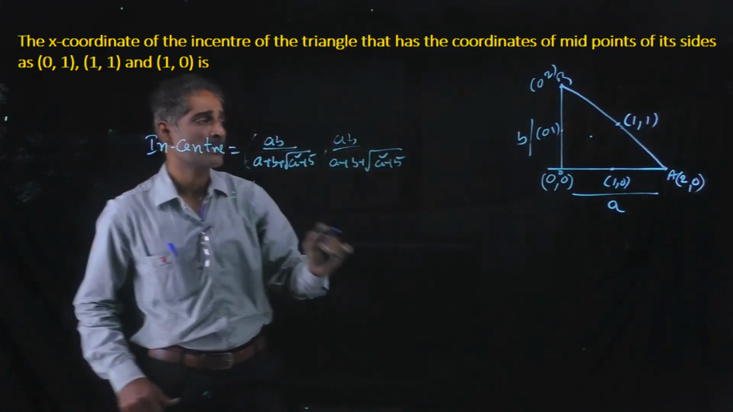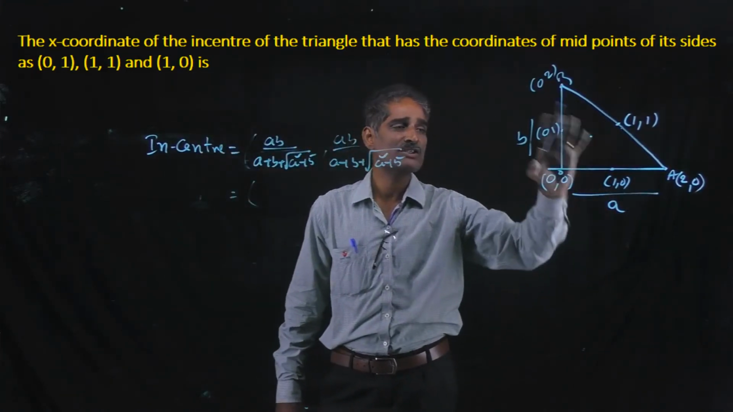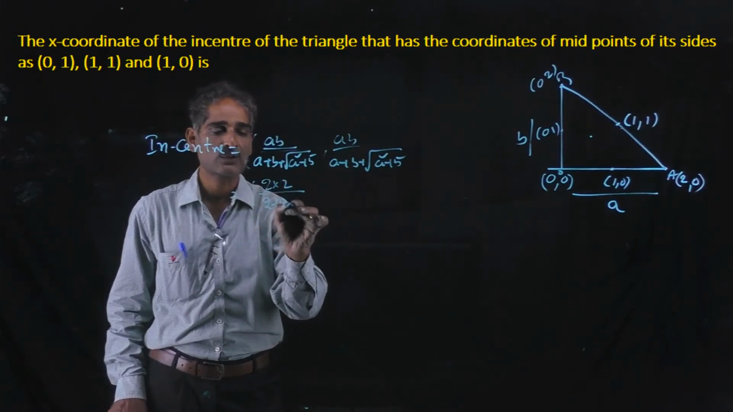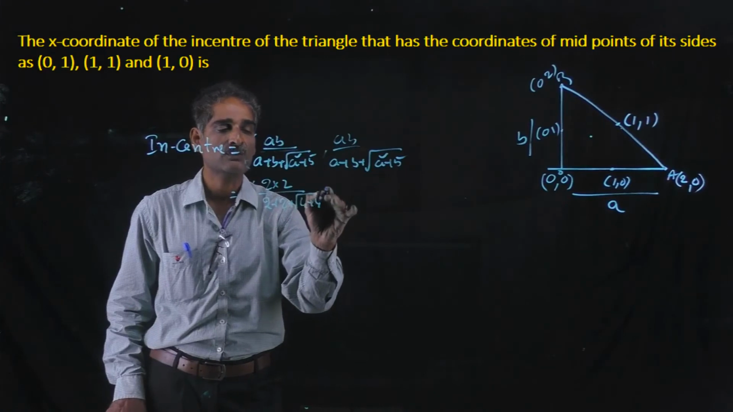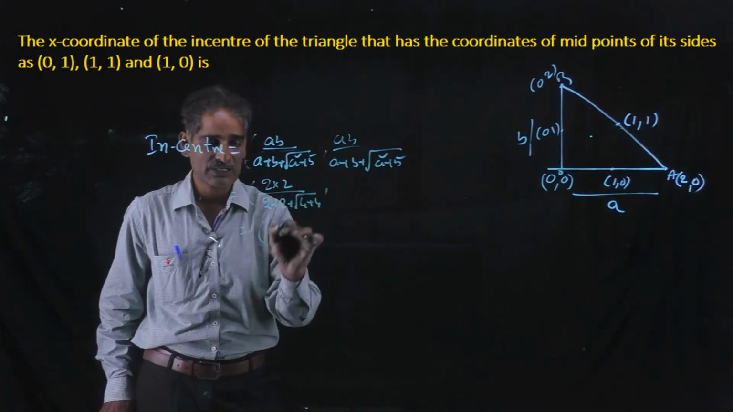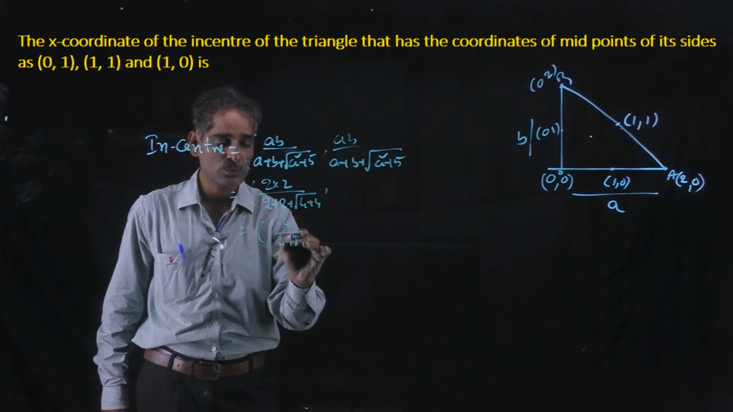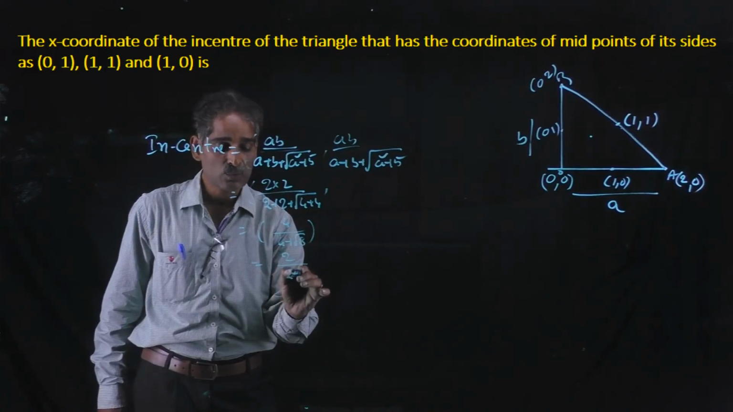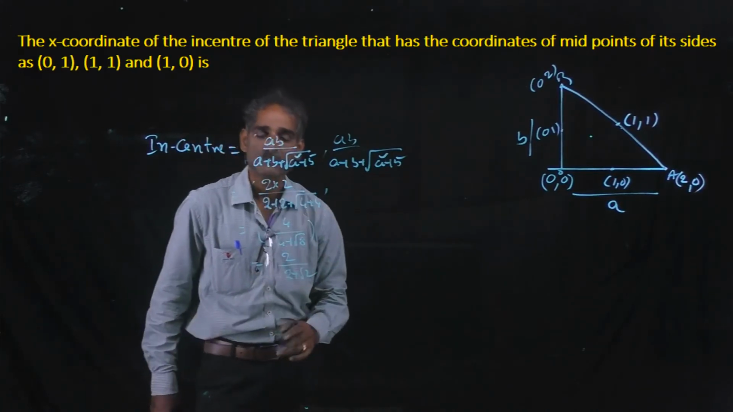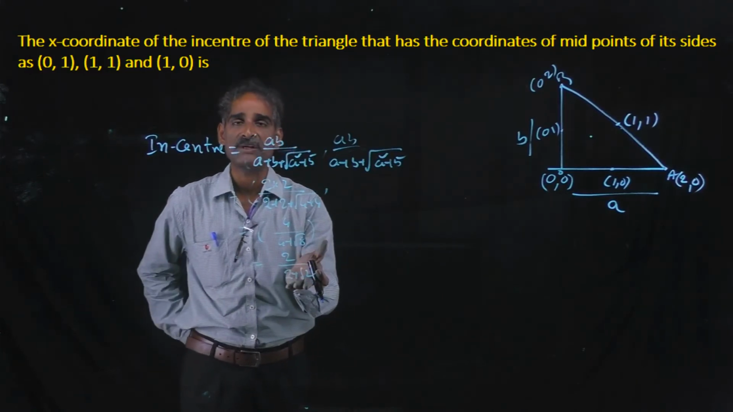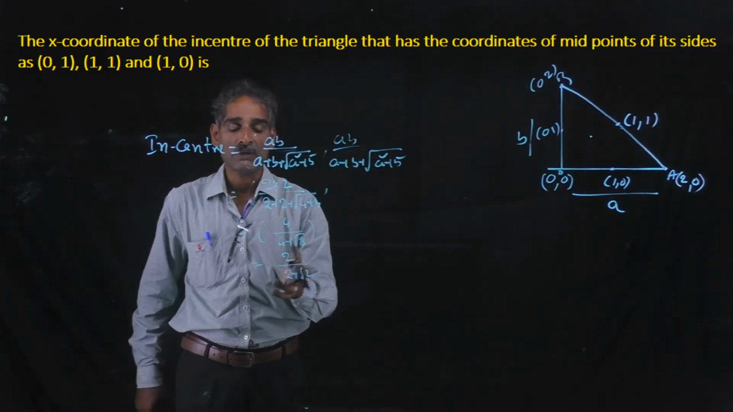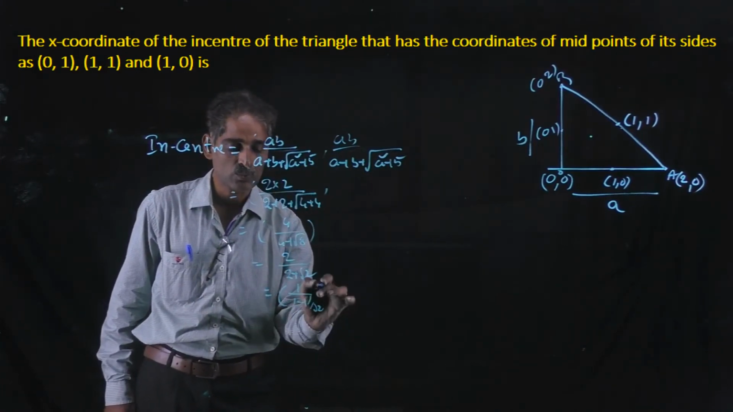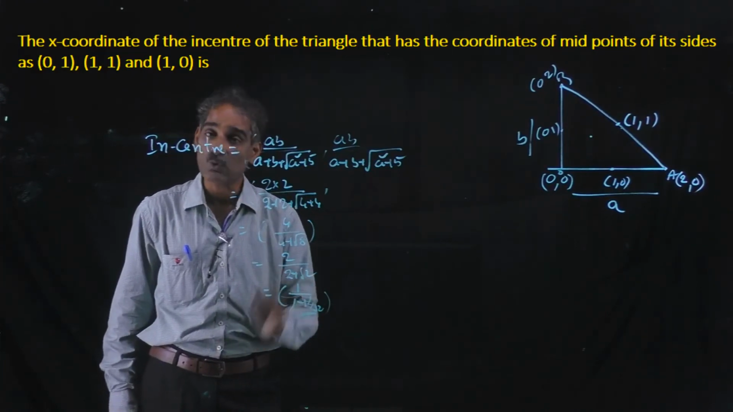Now tell me, what about the lengths? Here this is equal to 2 units, and this is 2 units. So 2 into 2, 4, by 2 plus 2 plus root of 4 plus 4. This is the x coordinate. Now the x coordinate is 4 by 4 plus root 8, which is equal to 2 by 2 plus root 2. Otherwise you can simplify it also. If you take 2 common, 1 by 1 plus 1 by root 2. This is the x coordinate of the incenter.